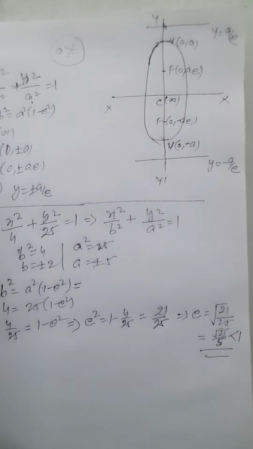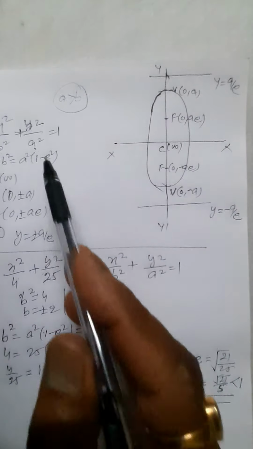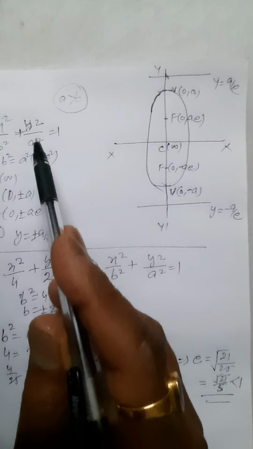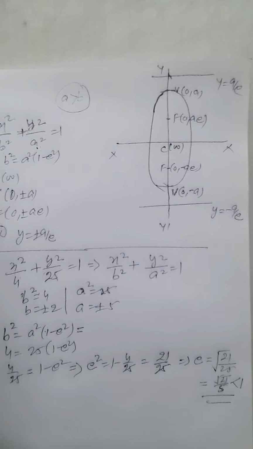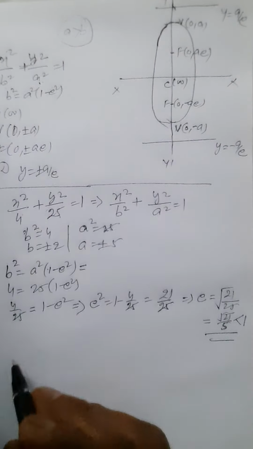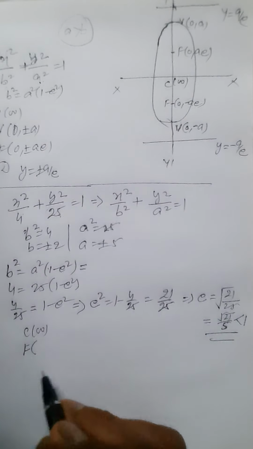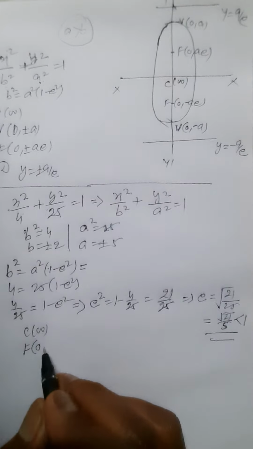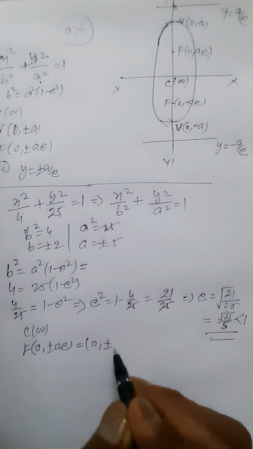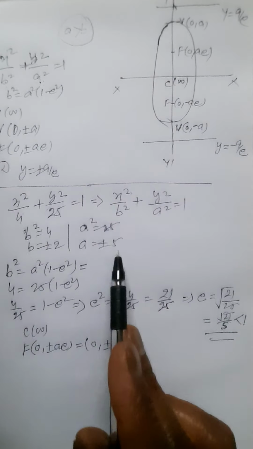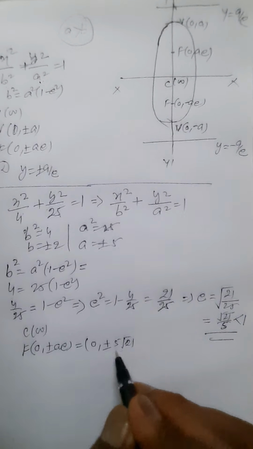This system, a square जो है वो y के साथ है, greater value y के साथ है, so this system will be written on the y-axis. तो y-axis पे कैसे लिखेंगे इसको? Center coordinates are same. Focus 0, plus minus ae, so 0 plus minus ae. What is a? a is 5, e is root 21 upon 5.